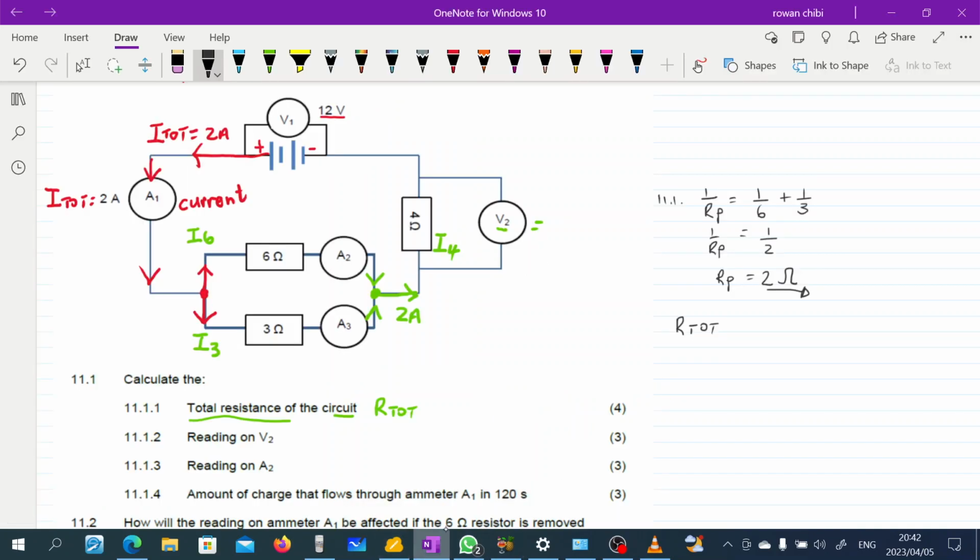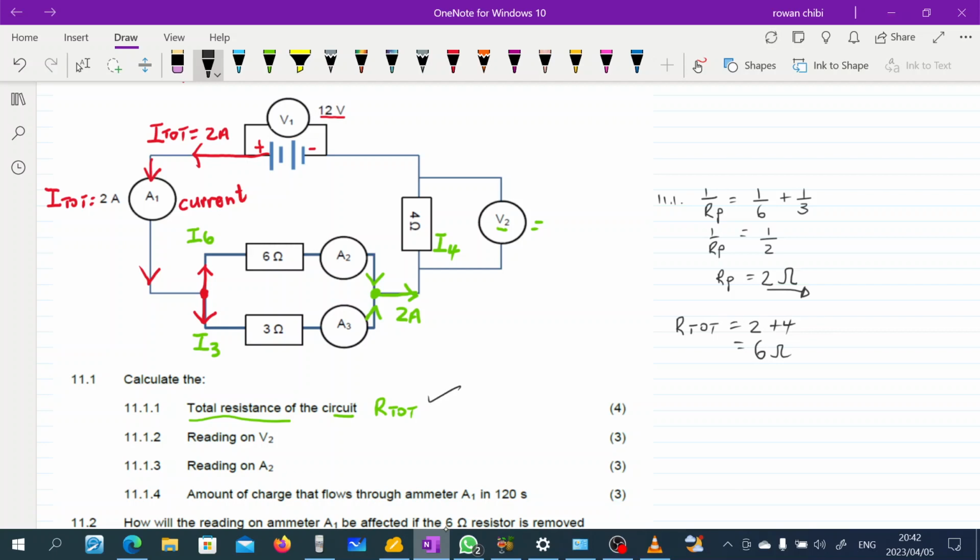So that's what you do here. R total is that 2 ohm from the R parallel plus 4, which is from this resistor. Then it gives us 6 ohms. That is R total. So we're done with that one.